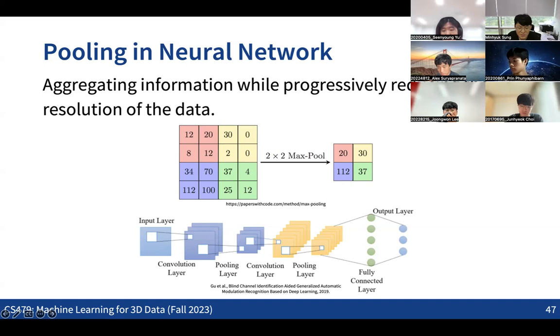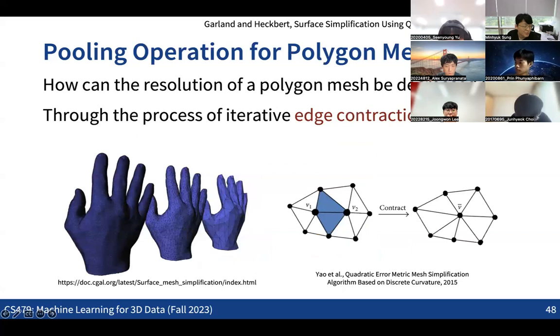Actually, there is a very conventional, very traditional idea for decreasing the resolution of meshes, a technique called mesh simplification, which was introduced in the 1990s. If we look at how people worked on decreasing the resolution of meshes before, the basic idea is edge contraction. This is the case where we pick one edge in the 3D mesh and merge the two vertices that are adjacent to the edge.